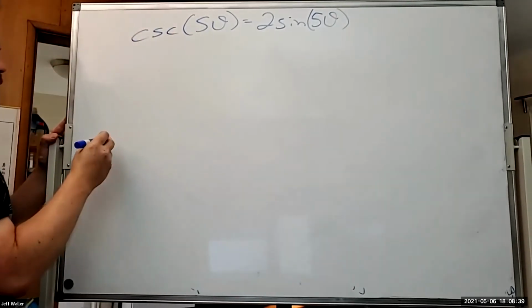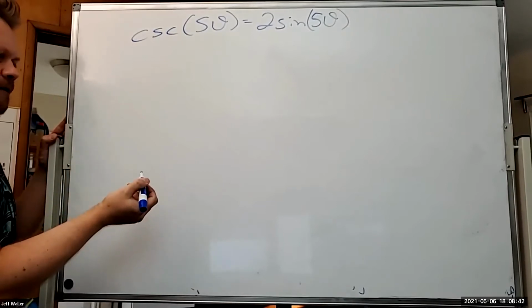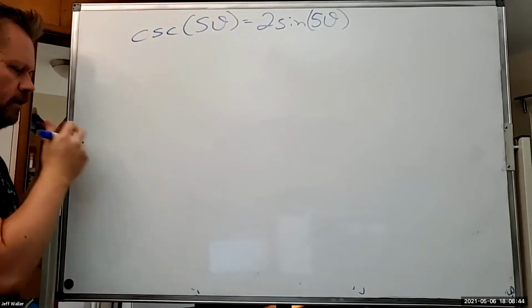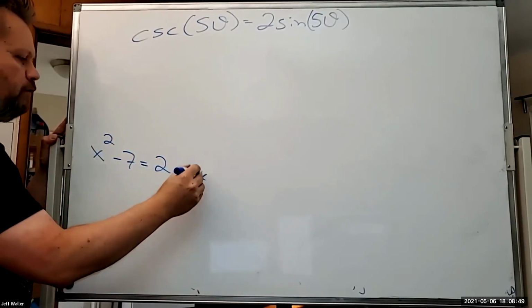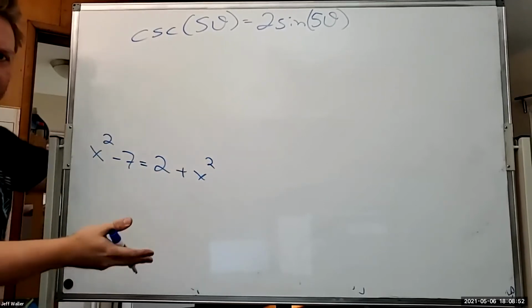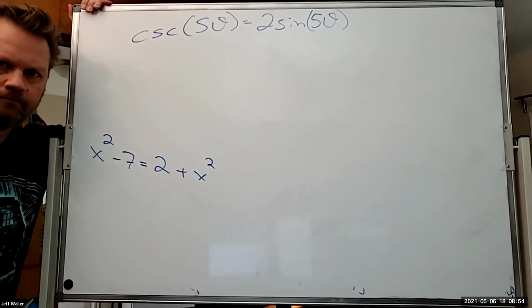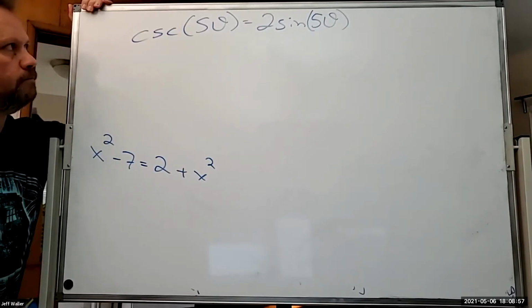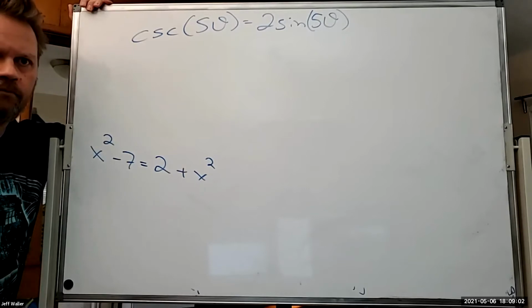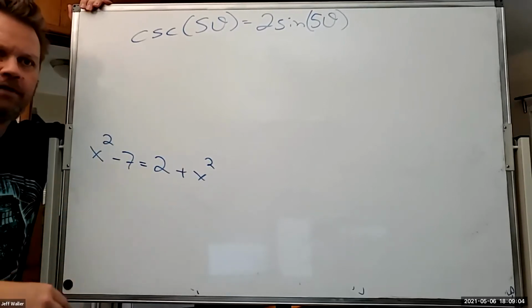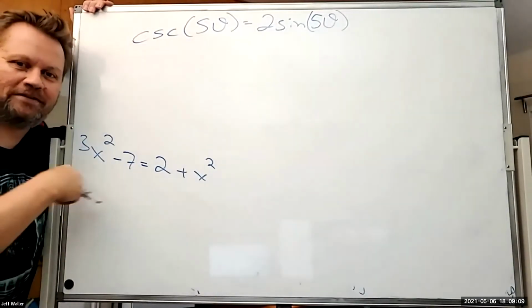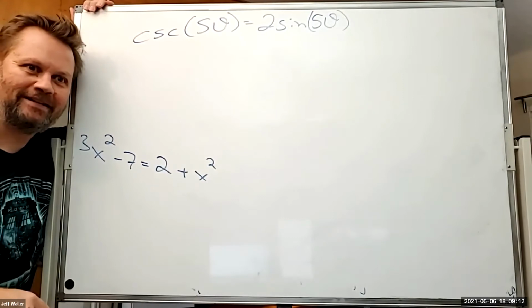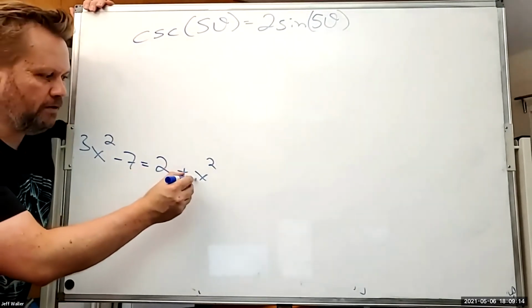Let me ask you this. If you have a problem like this, x squared minus 7 equals 2 plus x squared, what's your primary concern to solve this? The exponents. Well, what would you do first to solve this? Get the x's on one side. Yeah, here's the term with your variables in it.